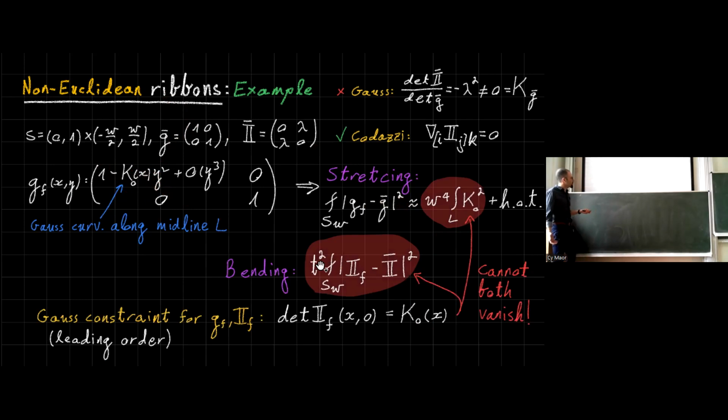But now there is the constraint, right? The Gauss constraint tells you that the Gaussian curvature of G_F and the second fundamental form of F are related. The determinant of the second fundamental form is K0. So if you want K0 to be 0, in order to minimize this, then this cannot vanish because the determinant of this is non-zero, and vice versa. So they are competing.